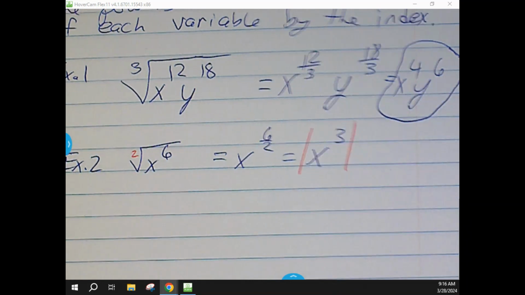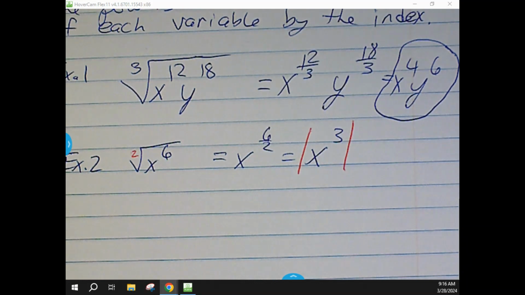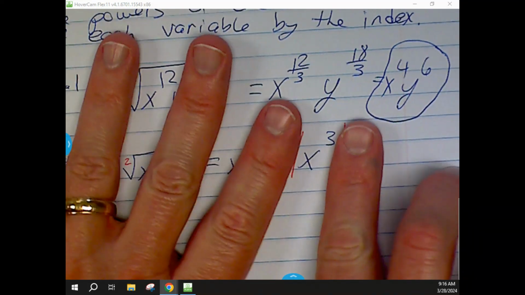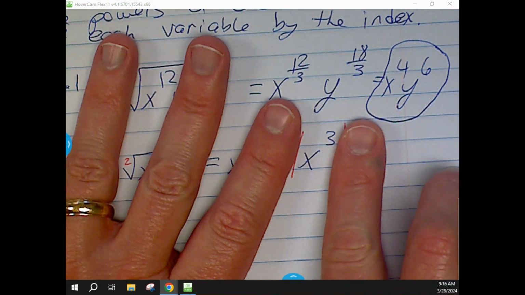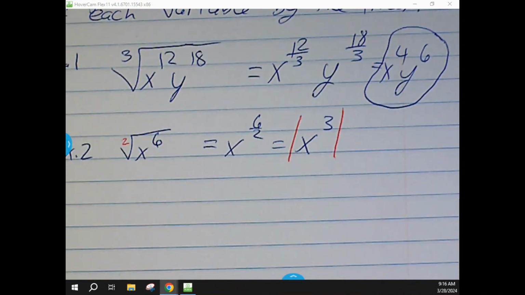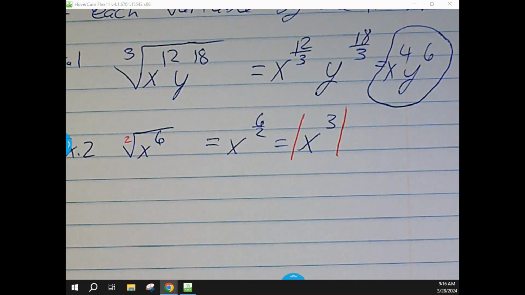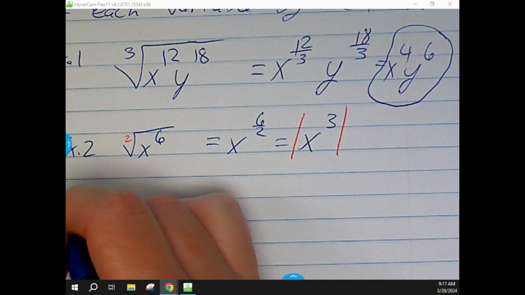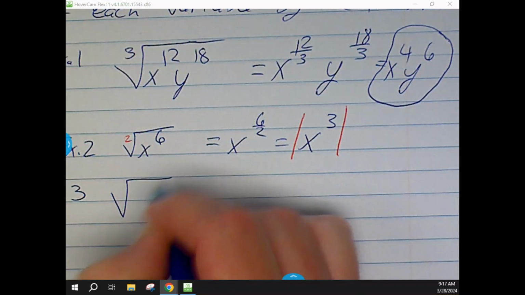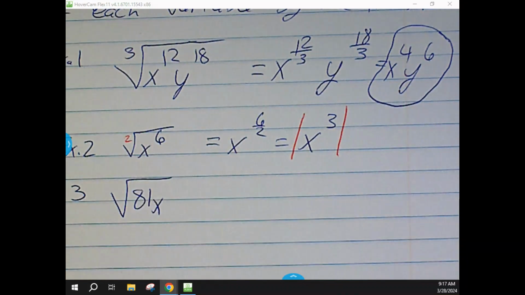So we're basically trying to make sure that all the answers we get are positive. If we don't have the absolute values on this one, we plug in a negative number, we could get a negative answer. So we're trying to make it so that every answer we have will be positive, which will make things easier. All right, so let's do the square root of 81x to the 4th power.